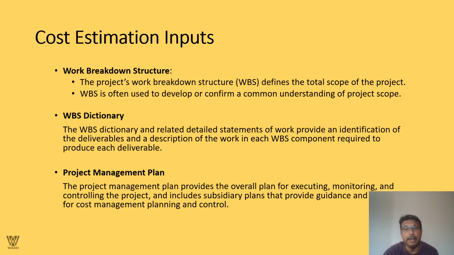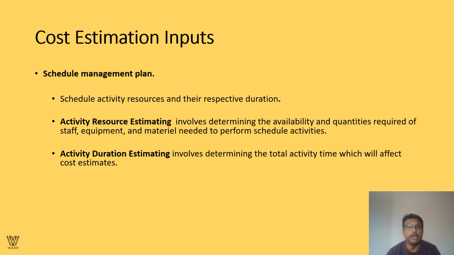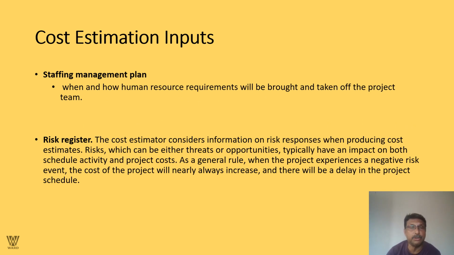The PMP, the project management plan, states the overall plan for executing, monitoring, and controlling the project. Estimates include the subsidiary plans that provide guidance and direction for cost management. We have schedule management: scheduled activities, resources, and their respective durations. Activity resource estimating involves determining the availability and quantities required of staff, equipment, and material needed to perform scheduled activities. Activity duration estimating involves determining the total activity time, which will affect the cost estimate, if I may say so. Staffing management plan: when and how human resources will be brought in and taken off the project, when to add and when to subtract, or probably not hire, freeze hiring, or even retrench.